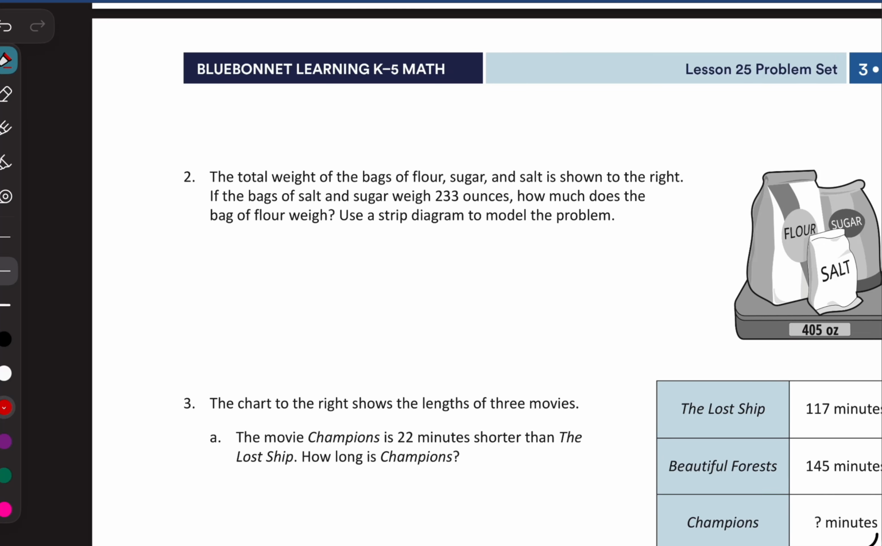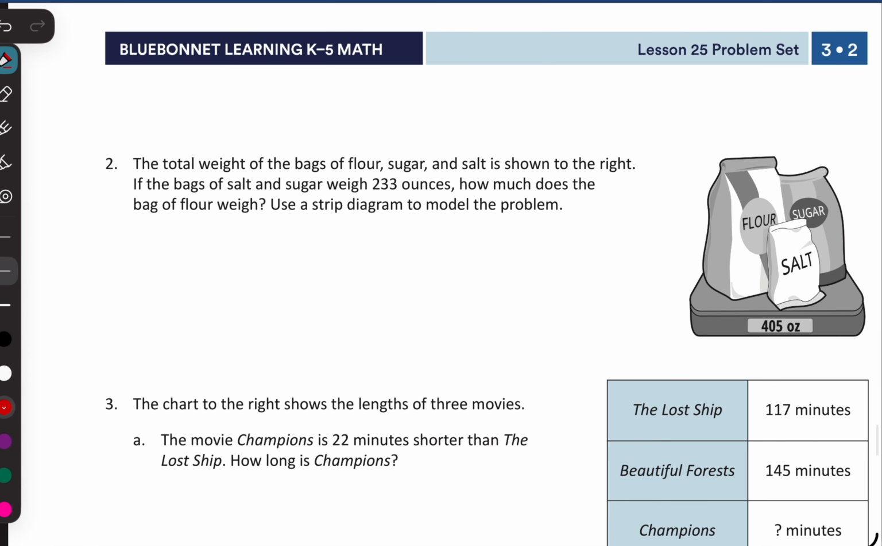Hello class, today we're going to be continuing our problem solving strategy using subtraction. Okay, so we're on lesson 25 of the problem set, third grade module 2, and we're going to start with this first problem here, our first word problem on the problem set.